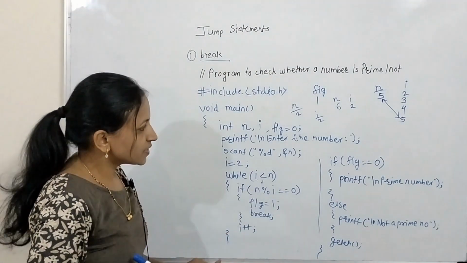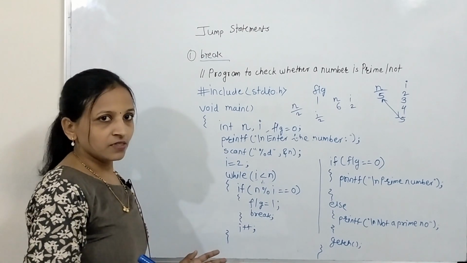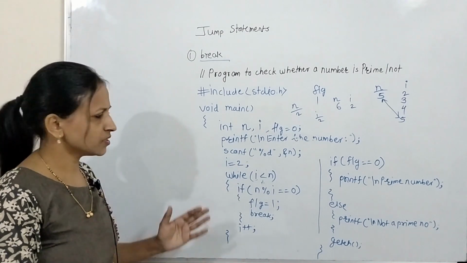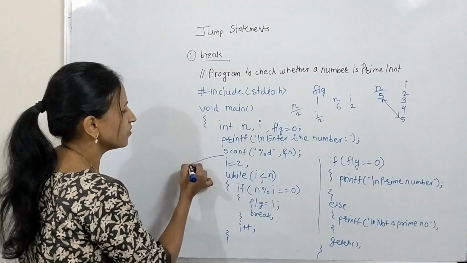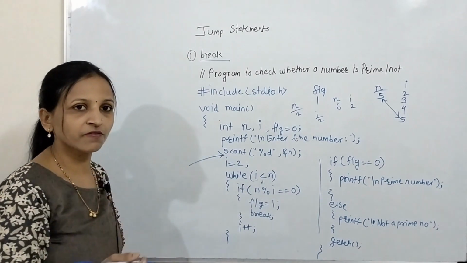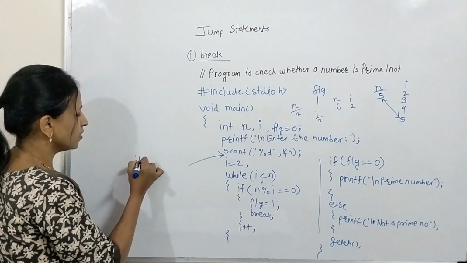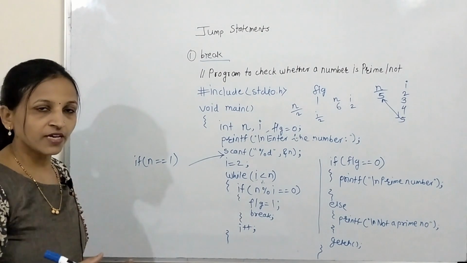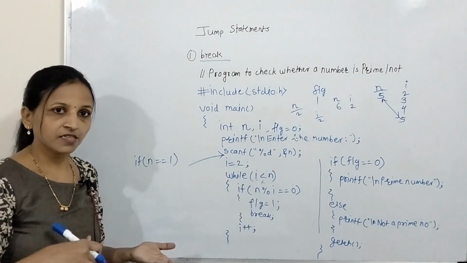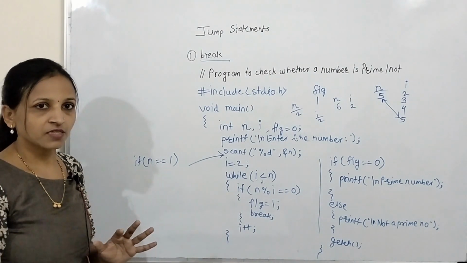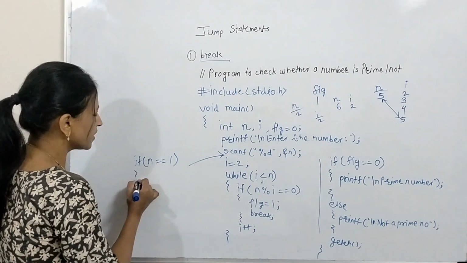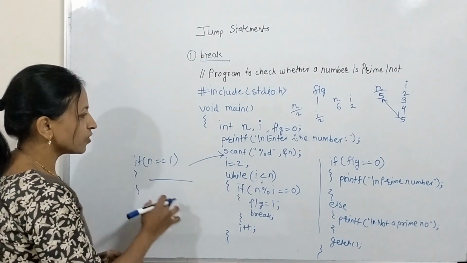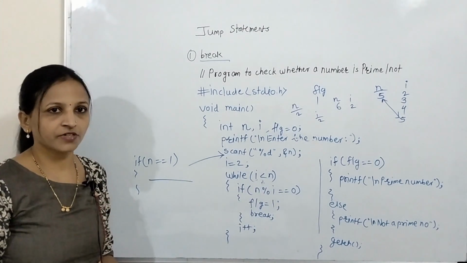Suppose the user has entered the number 1. Then we have to handle that differently. Here only we can check whether the number is equal to 1. In this way, if n is equal to 1, we know that the number is neither prime nor composite. In that case we can display that message here and we have to stop there. For that we can use the exit 0 function again.